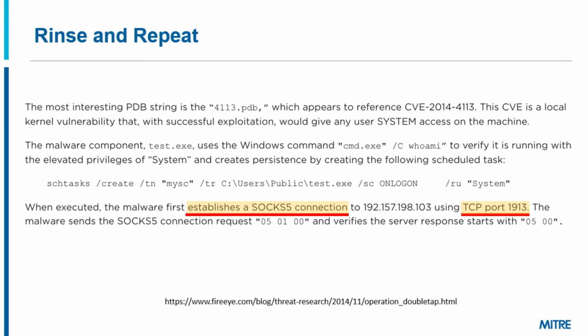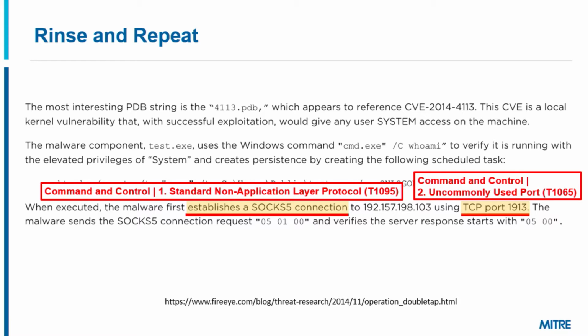So we worked through the first behaviors that we saw, and we identified the tactics. For both of these, they were command and control, and then we identified the techniques. Establishing a SOCKS5 connection, we said that would be Standard Non-Application Layer Protocol. And then using TCP port 1913, we mapped that to uncommonly used port. So we've taken our first 2 behaviors, mapped those behaviors to tactics, then mapped them to techniques. And so now let's continue through our report.